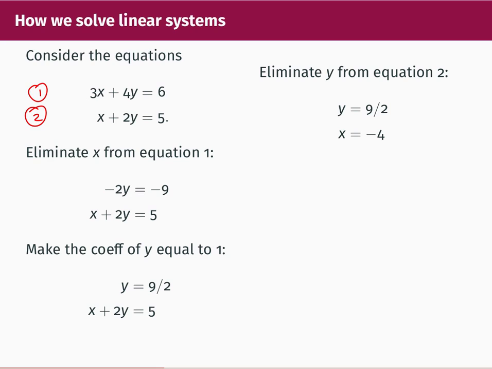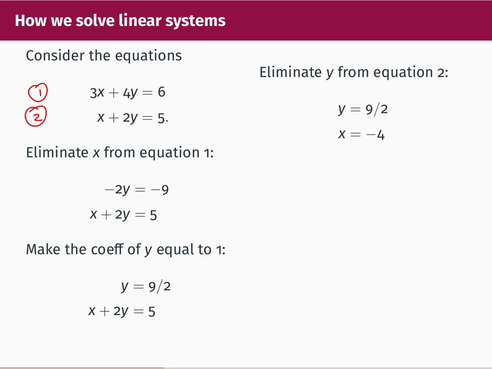After we've done that, we can read off the correct value of y from the new equation 1, simply by multiplying the first row by minus a half. Finally, we can finish up by eliminating the y from the second equation by subtracting 2 times the first equation from the second. That will leave us with y is equal to 9 halves and x is equal to minus 4. We've solved these equations.